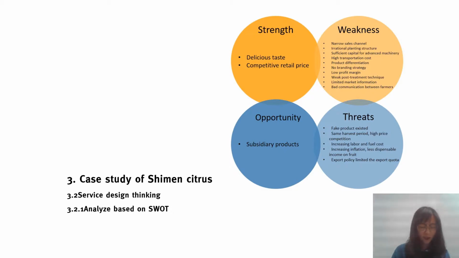Threats are as follows. First, many other inferior fruits on the market are sold as Shimen citrus, which damages the reputation of Shimen citrus. Second, the same harvest season of the same species leads to the fierce competition between farmers. Third, labor and transportation costs are rising. Fourth, inflation will influence the fruit market. Fifth, export policies limit exports.